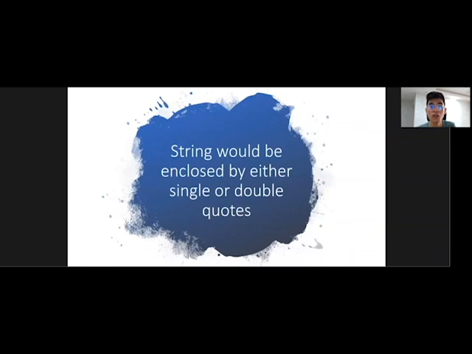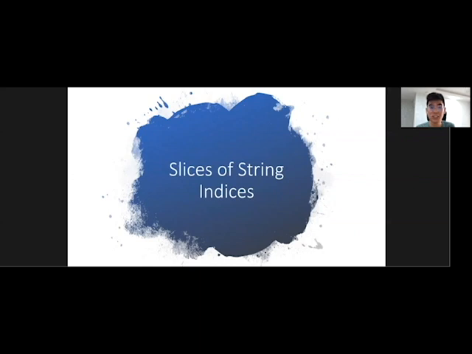Okay, the next one. A string will be enclosed by either single or double quotes. For example, my name just now, Kevin, K-E-V-I-N, I will use single quotes or double quotes to denote that it's text instead of a number. Next, I want to do slices of string indices. Slices means I want to cut it out into different parts. I want to access certain elements from there. So slicing is like cutting into different parts.